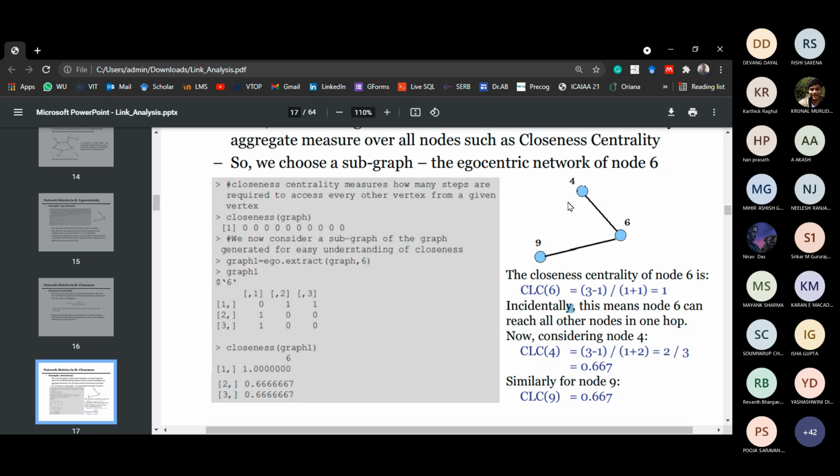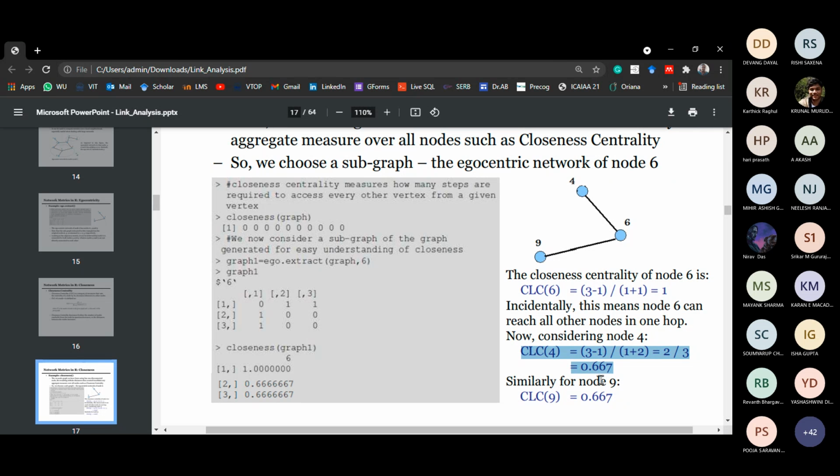Now I have to find out the closeness centrality for 4. Am I right? For 4, what is the numerator? 3 minus 1, so 3 nodes are there. So 3 minus 1 divided by, from 4 you reach 6. How many steps do you want? One step is enough. From 4 I have to reach 9. How many steps do I want? 1, 2. So 1 plus 2. So 2 divided by 3 is equal to 0.667. So that is the closeness centrality of 4.